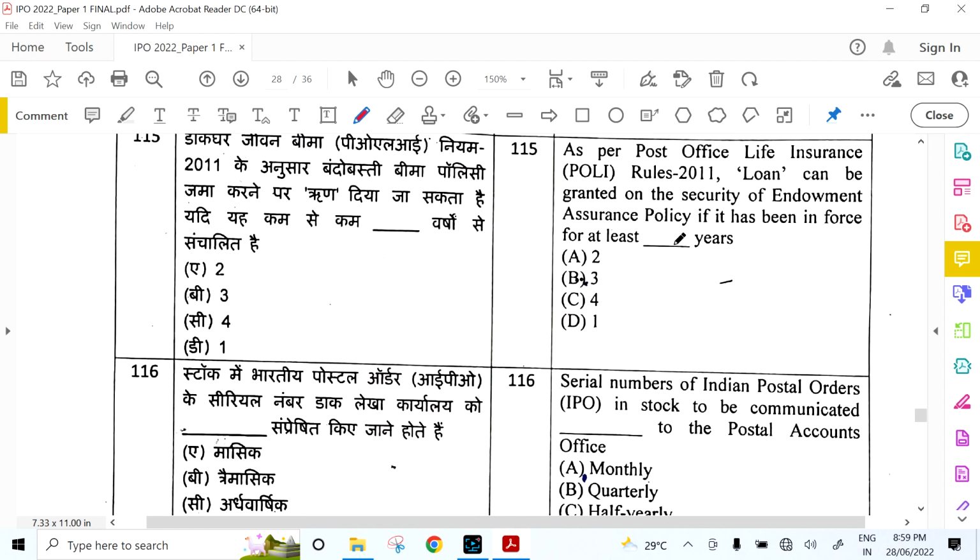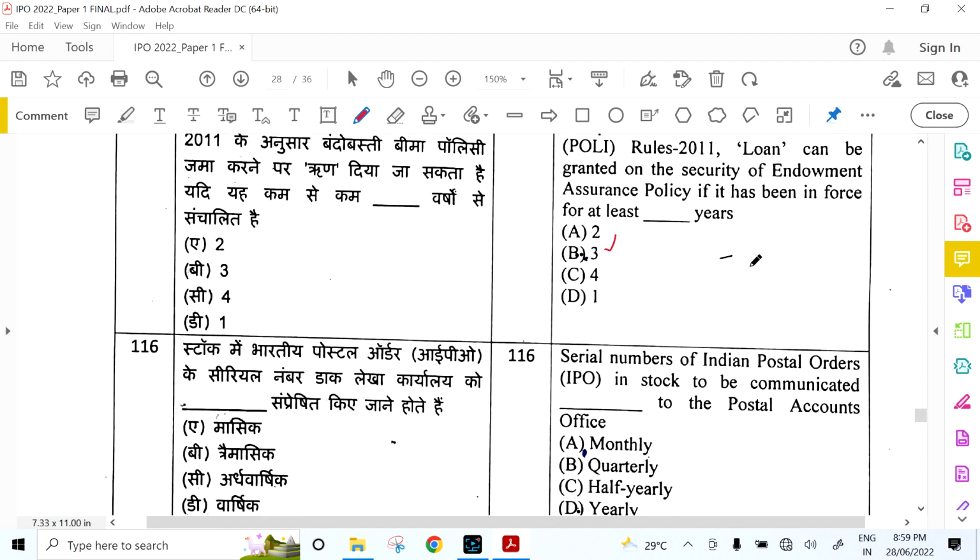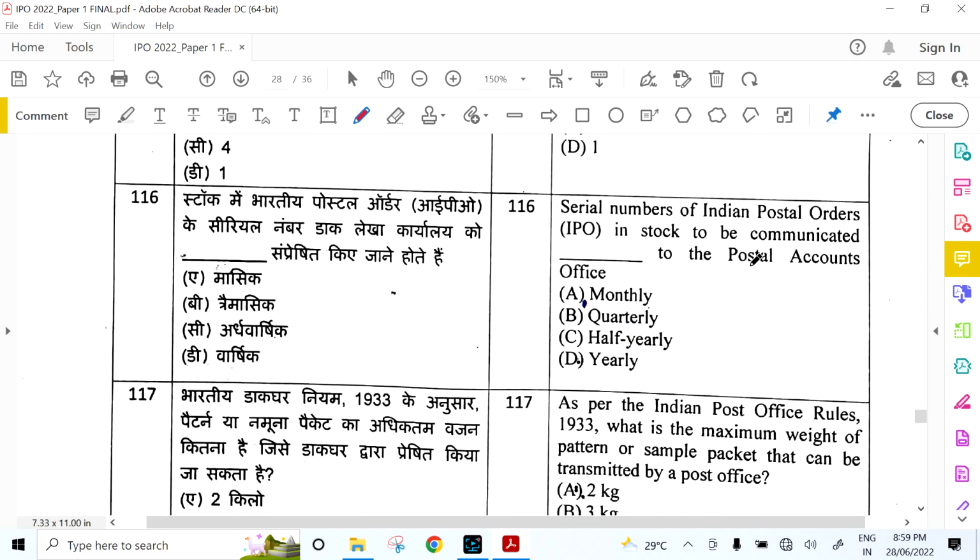As per Post Office Life Insurance 2011, loan can be granted on security of endowment assurance policy if it has been in force for at least 3 years. For a whole life it is 4 years, endowment it is 3 years.